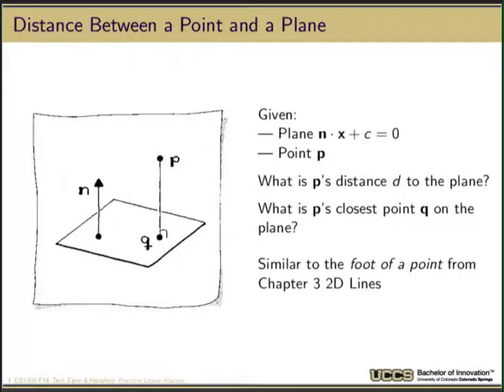So let's start with distance between a point and a plane. Given we have a plane represented as n dot x plus c equals 0, point plus plane, normal form, and a point P, we can ask what's the distance D of the point to the plane, and what's the closest point Q on the plane. So that's similar to the foot. We can ask what's the projection on the plane of the closest point. And those two questions are actually relatively easy. Give it a thought. You know how to do this already?